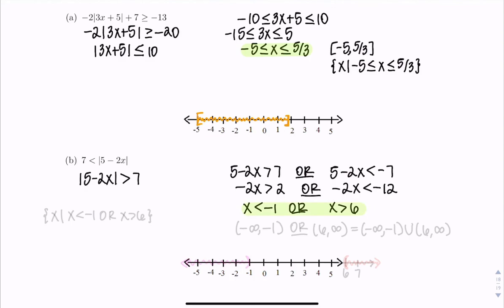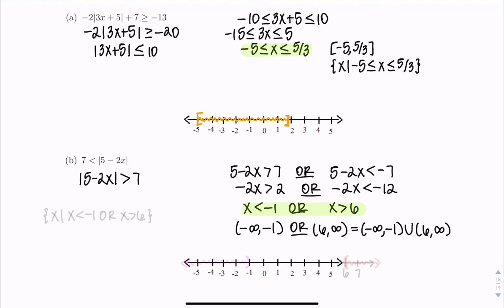And so the way we write an or, this is a union of sets. And so let's go ahead and write this. If x is less than -1, that means anything less than, all the way to -infinity, is an answer. So we have -infinity to -1. Or, and anything greater than 6 up to +infinity is an answer. And then the only thing we want to do is replace the or with a union symbol. So you can write this as -infinity to -1 union 6 to infinity.